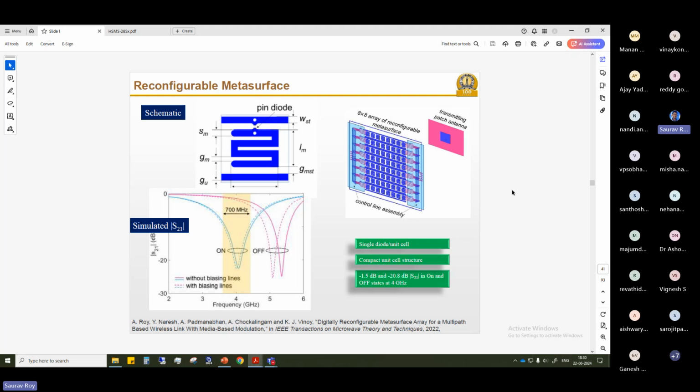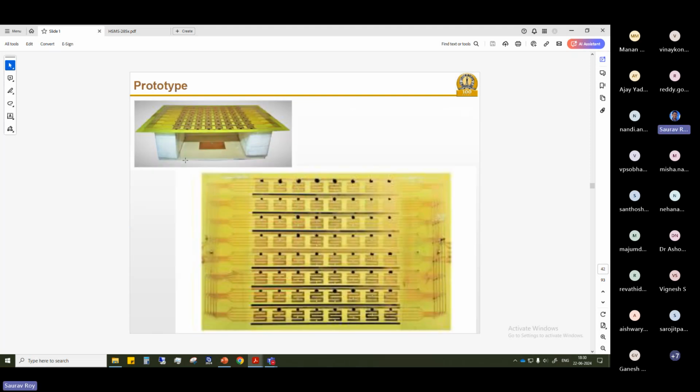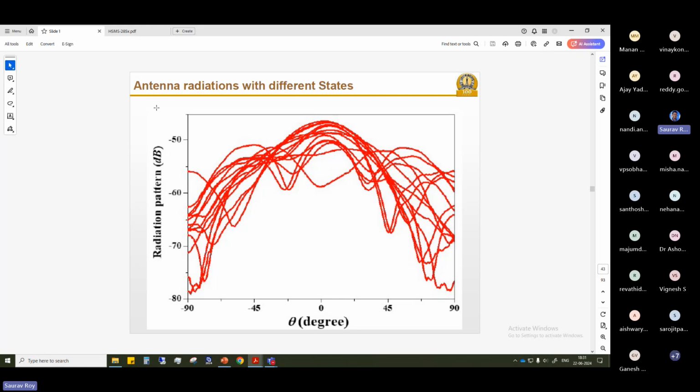All right, so this is the surface, what it looks like, made by Dr. Aritra again. These are the unit cells, and the dots here are the diodes. And here it shows the microstrip antenna at the bottom of the surface. So altogether this makes a transmitter circuit. And this is the antenna radiation for defined states.